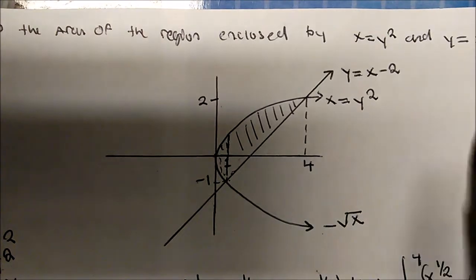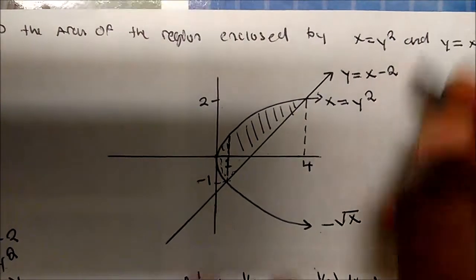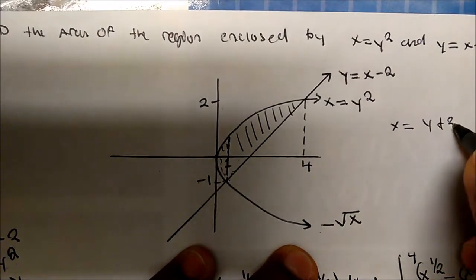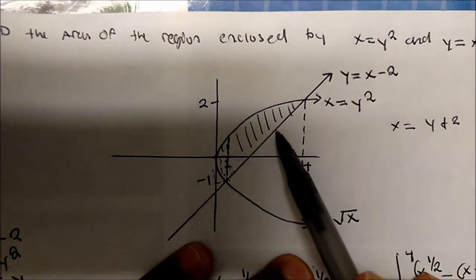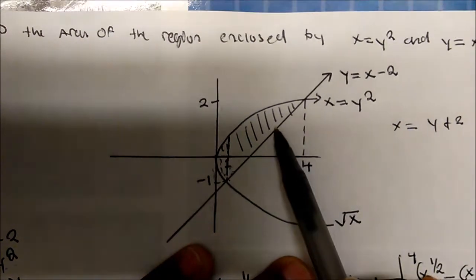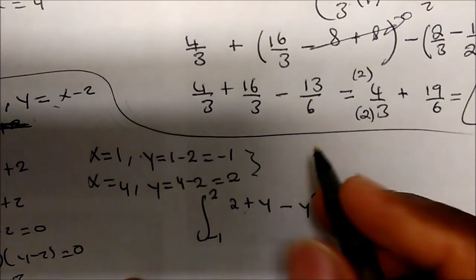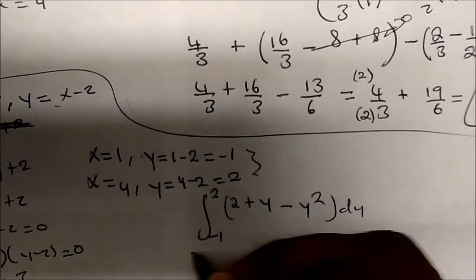So therefore everything has to be with respect to y, so this is not y is equal to x minus 2 anymore. This is x is equal to y plus 2. So going along the y direction, or line, is actually y plus 2. So the upper curve is y plus 2, and the lower curve is y squared. So this is 2 plus y, which is the same thing as y plus 2, minus y squared dy. Now we can simply integrate this.